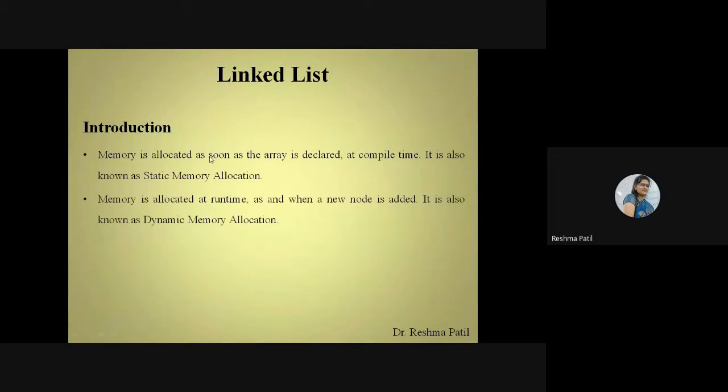Memory is allocated as soon as the array is declared. Integer A of 10 means we have declared that array, and memory is immediately allocated at compile time. It is also known as static memory allocation. In a linked list, memory is allocated at runtime as and when a new node is added. It is also known as dynamic memory allocation. So we use this part in linked list and this part in array.